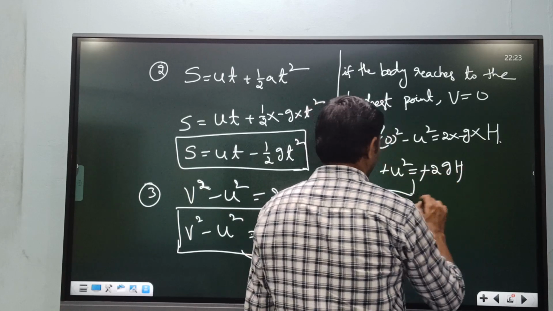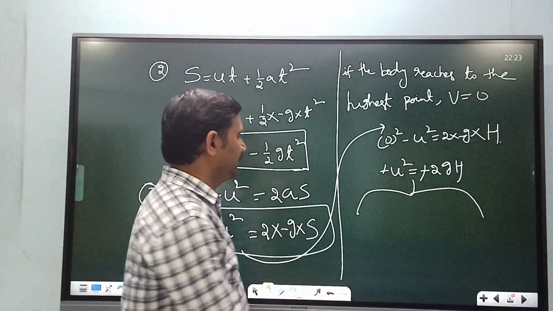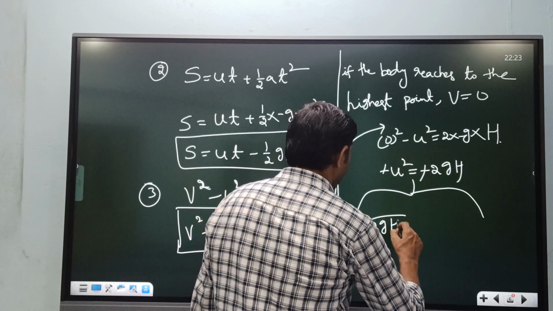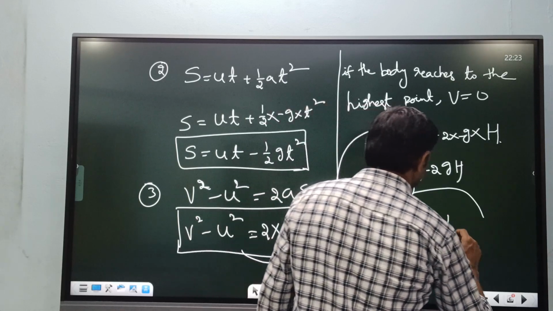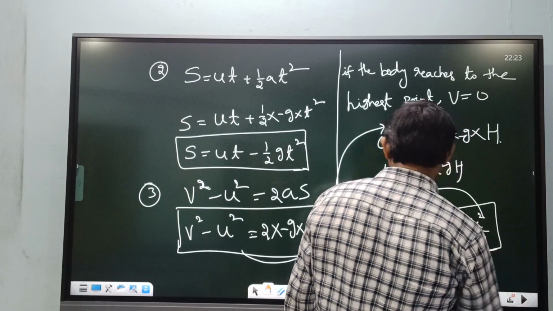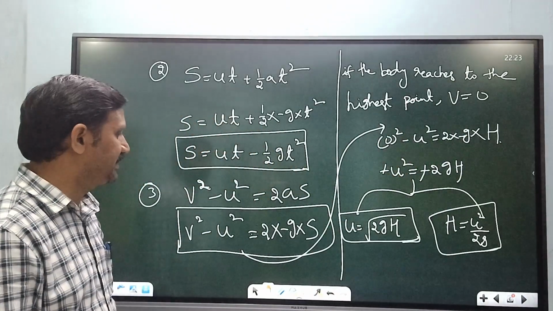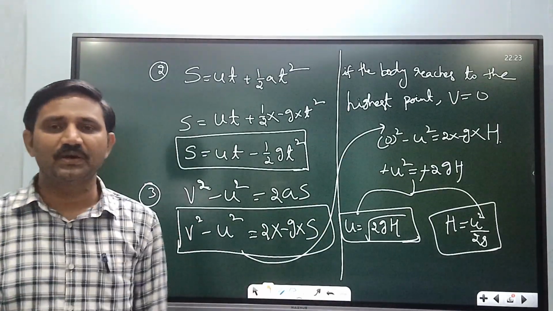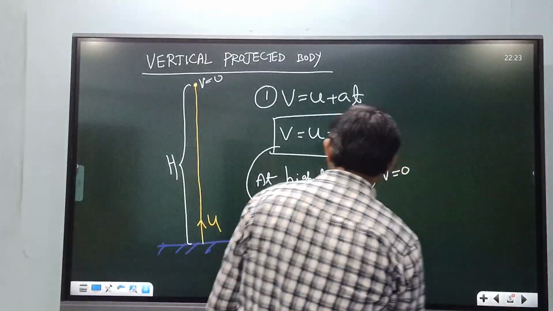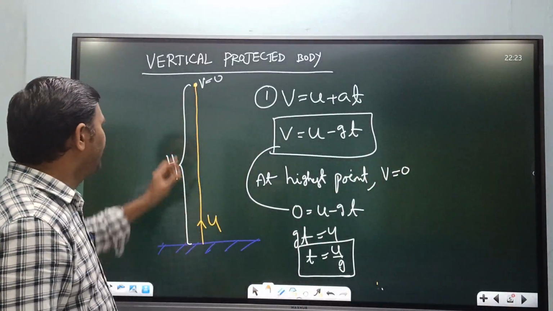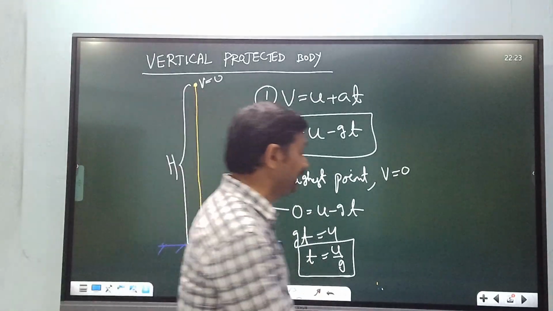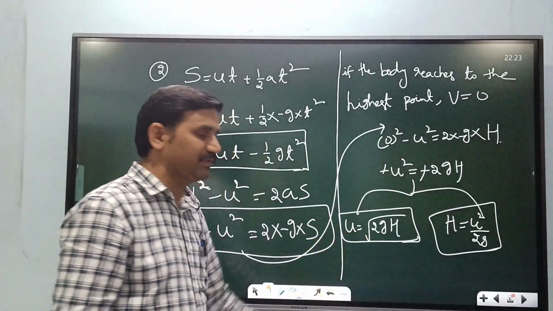From this we get two formulas. One is u is equal to root of 2gh, and another one is h is equal to u square by 2g. So how much velocity must be given to the body so that it reaches the height h? That velocity u is equal to root of 2gh.